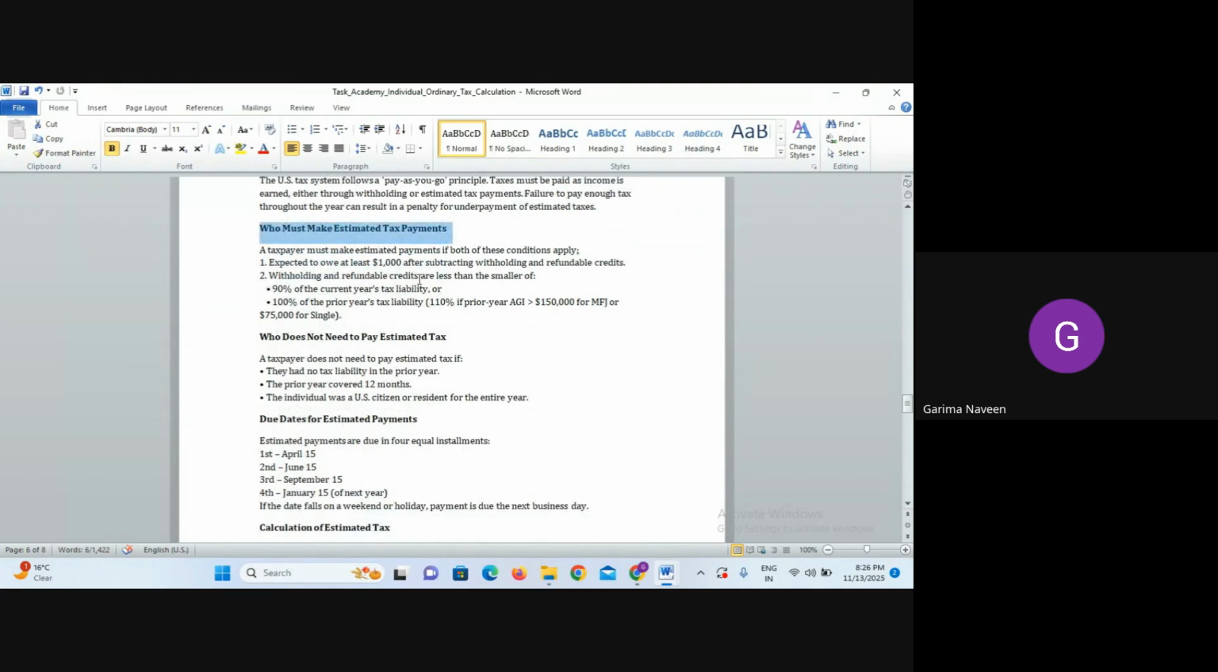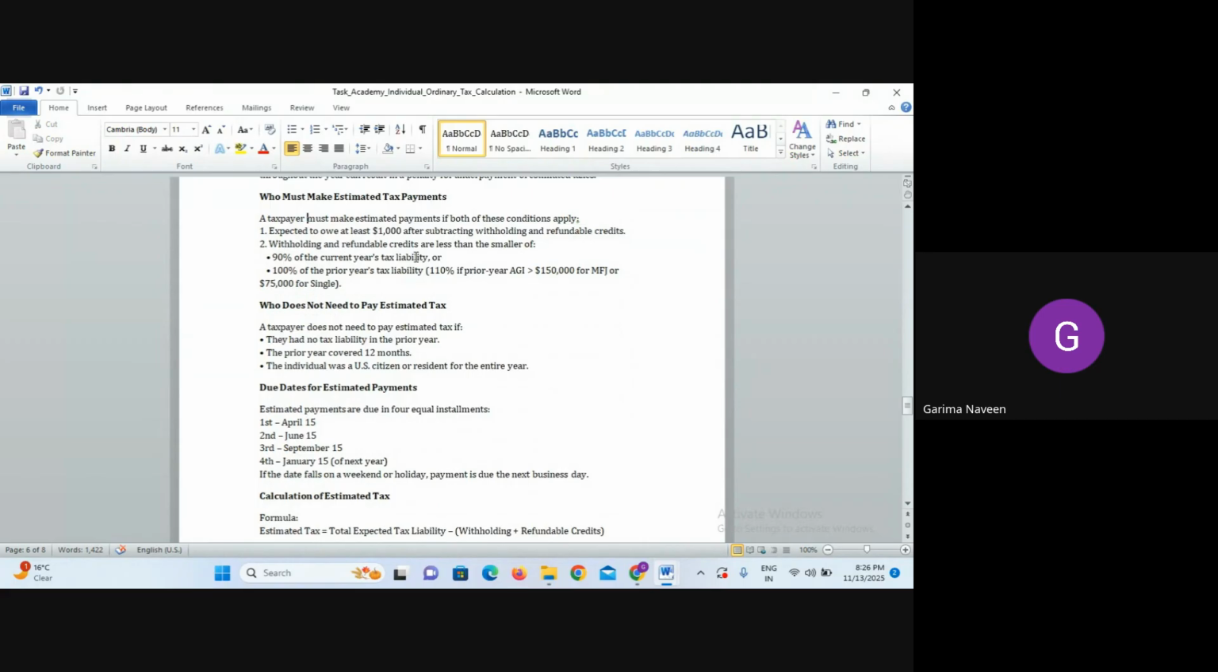So who should pay this amount? A taxpayer must pay estimated taxes if both conditions apply. They are expected to owe at least $1,000 after subtracting withholding and refundable credits. So if your tax is withheld by your employer, and even after withholding and refundable credits you have a tax liability of $1,000 or more, then you have to pay your estimated tax to the IRS.